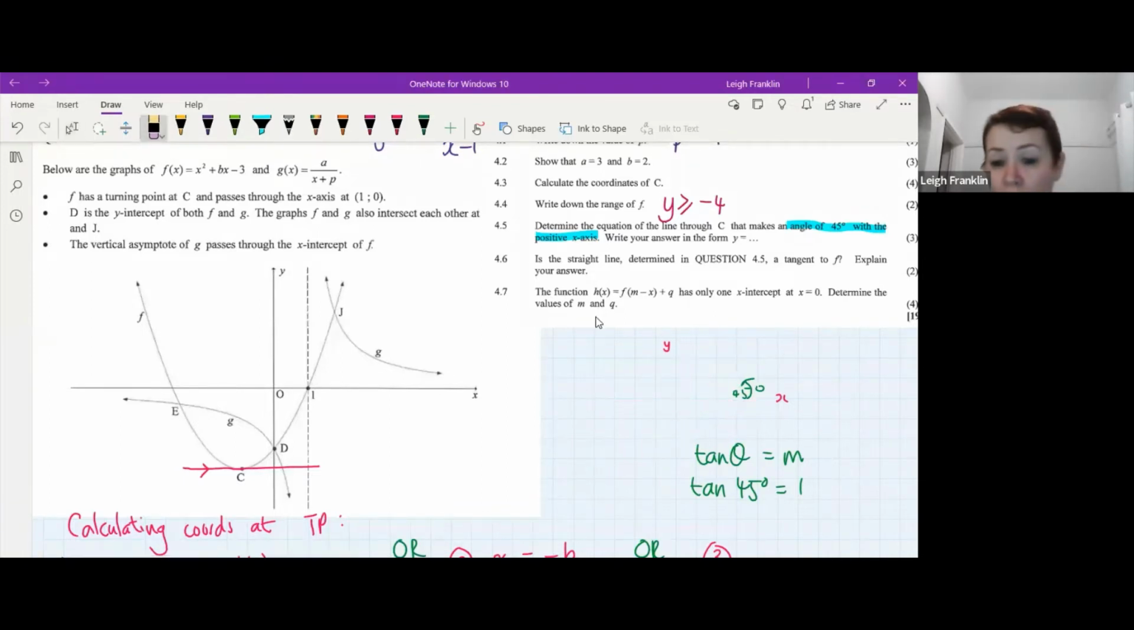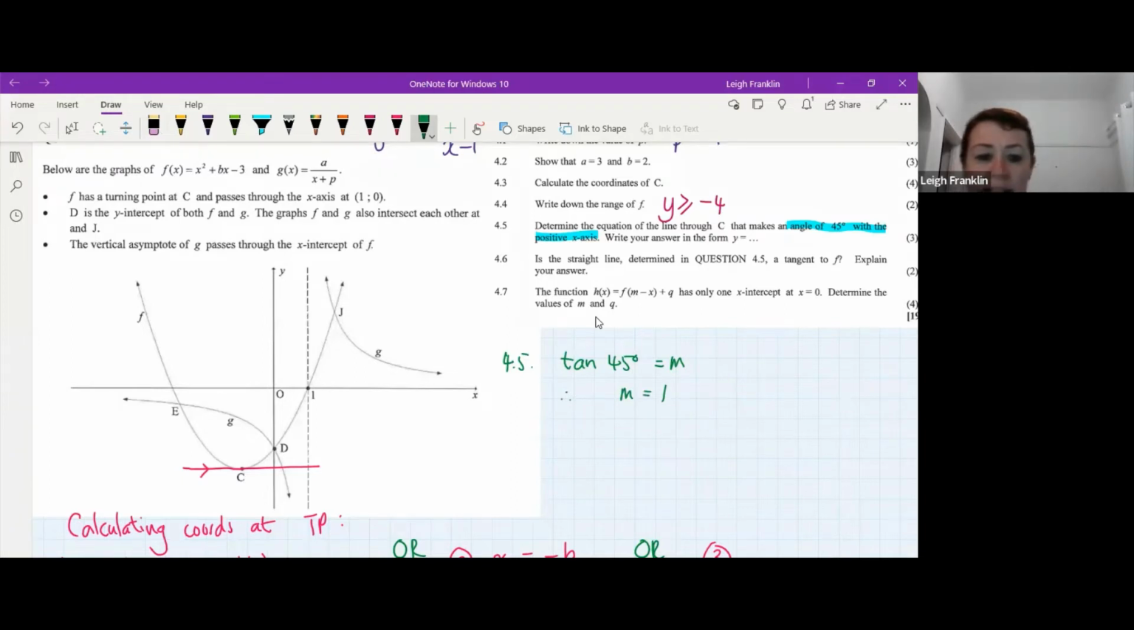is 1. Okay, so let's just rub that out. Although I think we do need to write that down. That will be one of the things we need to put down there. So in 4.5, we could say the tan of 45 is equal to m. Therefore, m is equal to 1 in this particular case. It goes through C, so that means we need the coordinates of C. Remember, we said -1 and -4.